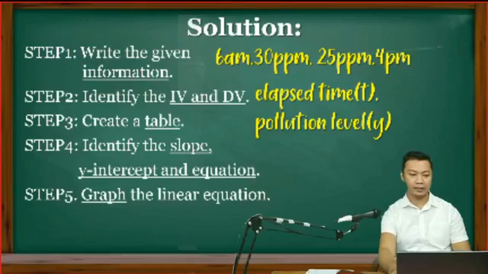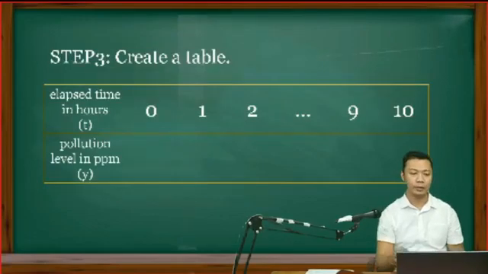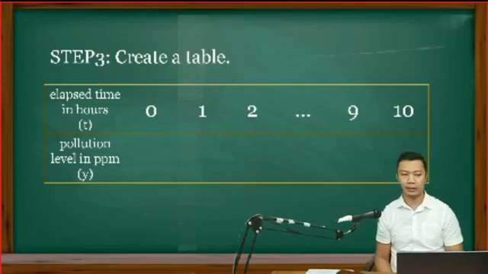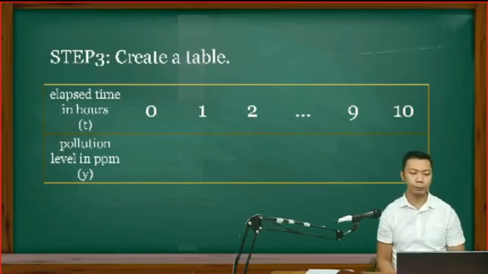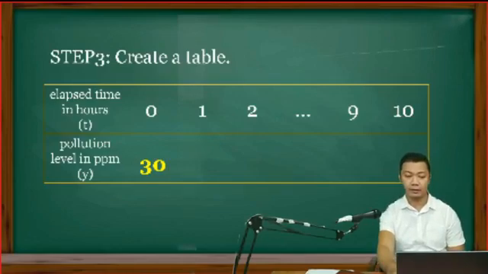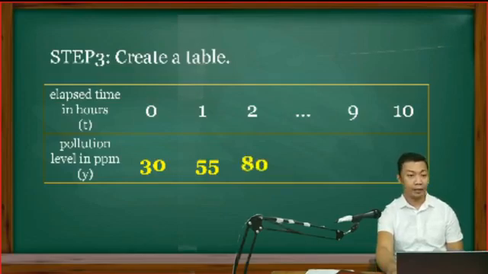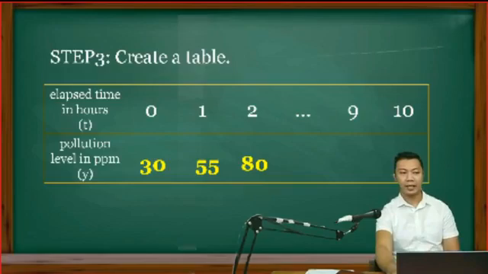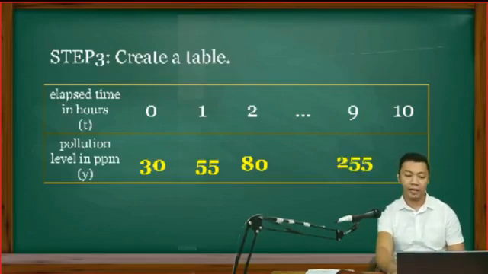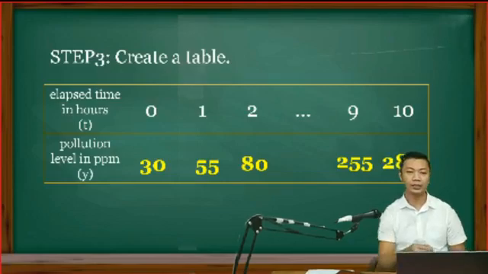Then after that, let's create a table. For our table, we have the row for the elapsed time, that is T. That's 0, 1, 2, and let's skip that. Let's have 9 and 10. Di na natin isosolve lahat. And for the pollution level in ppm, represented by Y, first one is 30 in 0 hours. After 1 hour, it will be equal to 55. After 2 hours, we have 80. Then let's skip 3, 4, 5, 6, 7, and 8 hours. After 9 hours, 255. And after 10 hours, we have 280.